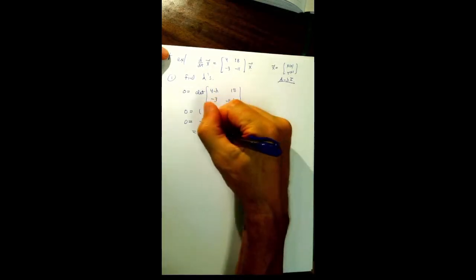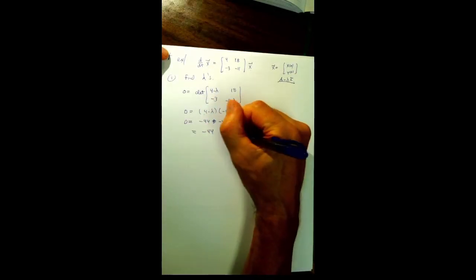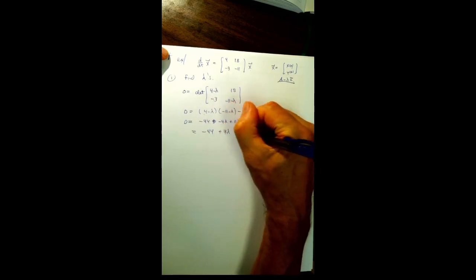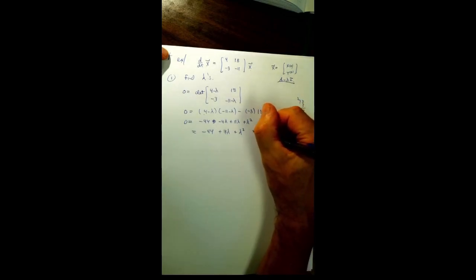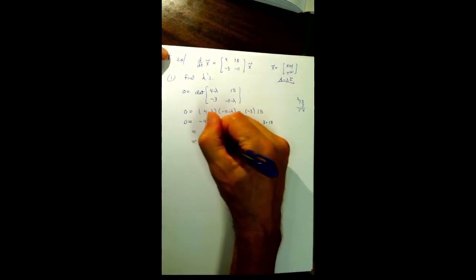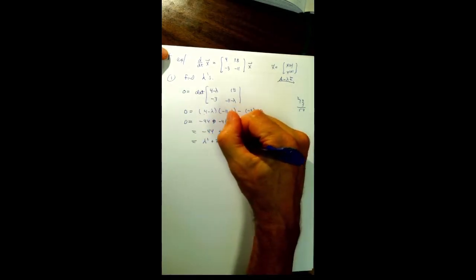So let's see, this is going to be minus 44, minus 4 lambda plus 11 lambda. It's going to be plus 7 lambda plus lambda squared, and then 3 times 18 is going to be 54. So this is going to be lambda squared plus 7 lambda. 54 minus 44 is plus 10.